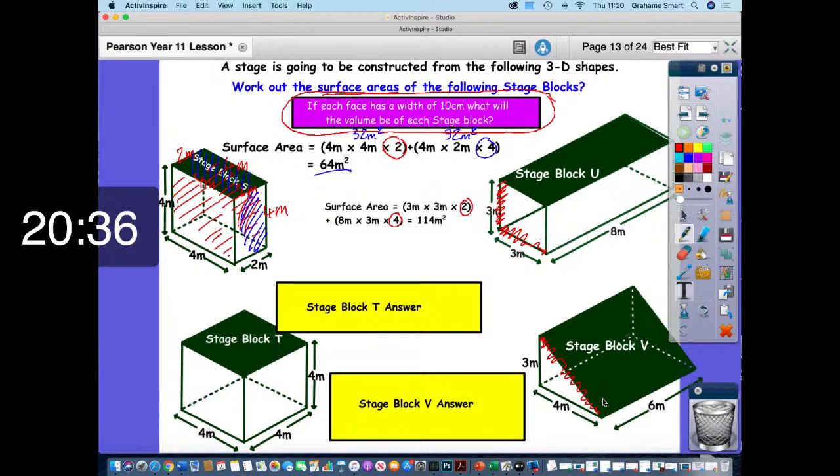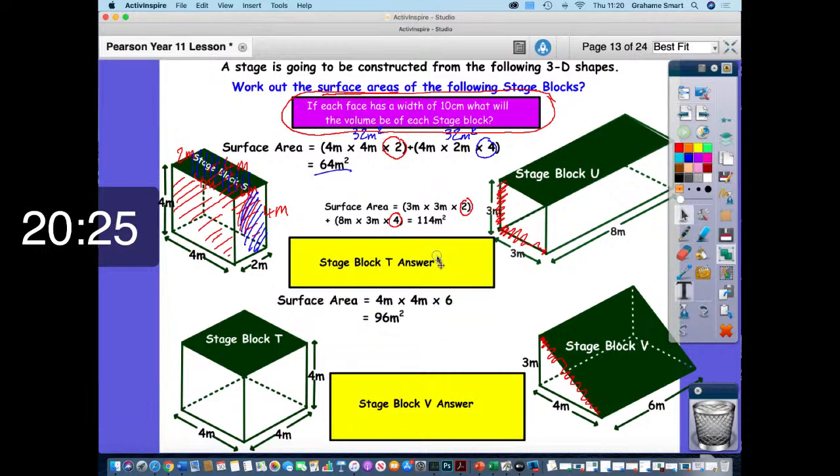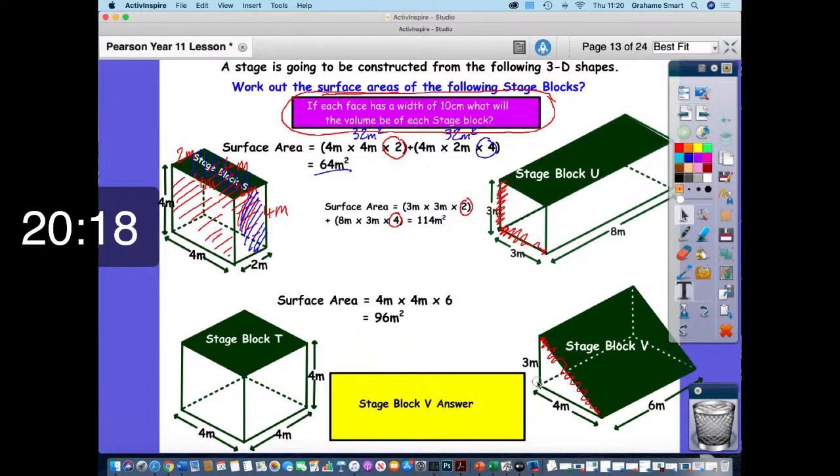Okay, let's look at stage block T, and this one's a cube, so because all of the sides are the same, it's going to be 4 times 4 times 6, and that then gives us 96 meters squared, so that was quite an easy one. Stage block V is a triangle, and this one is trickier, okay, and I will go through this one.